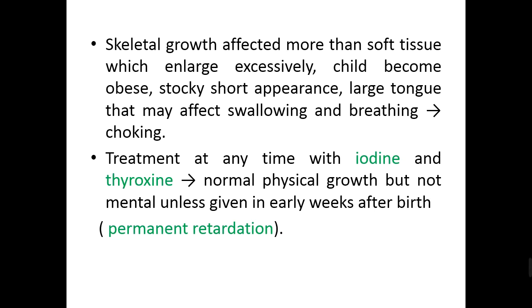Skeletal growth is affected more than soft tissue, which enlarges excessively. The child becomes obese, stocky, with short appearance and a large tongue that may affect swallowing and breathing and lead to choking. Treatment at any time is with iodine and thyroxine. Normal physical growth may be achieved, but not mental, unless given in the early weeks after birth, otherwise it is called permanent retardation.